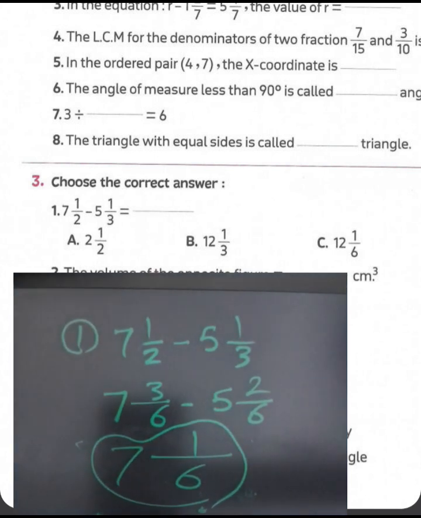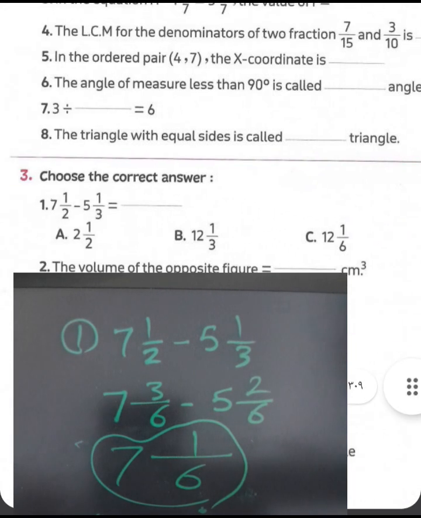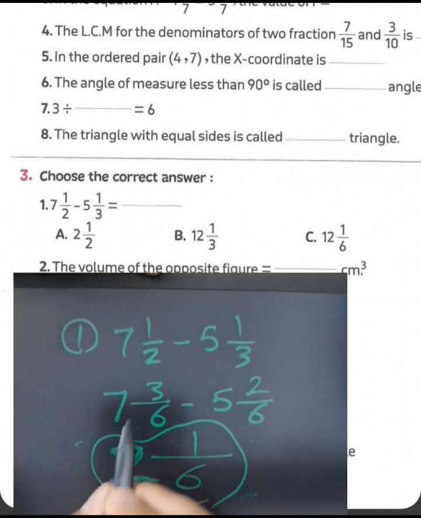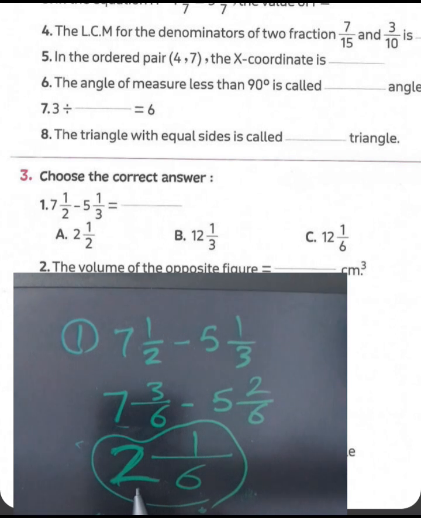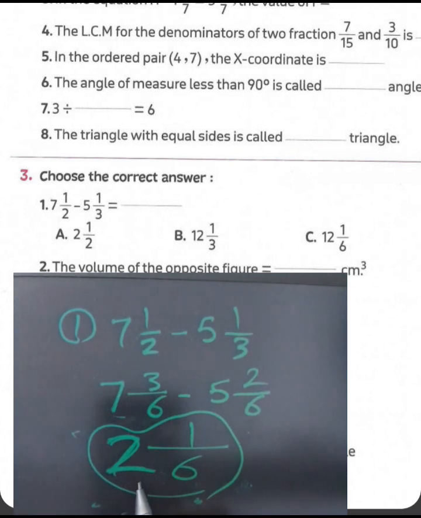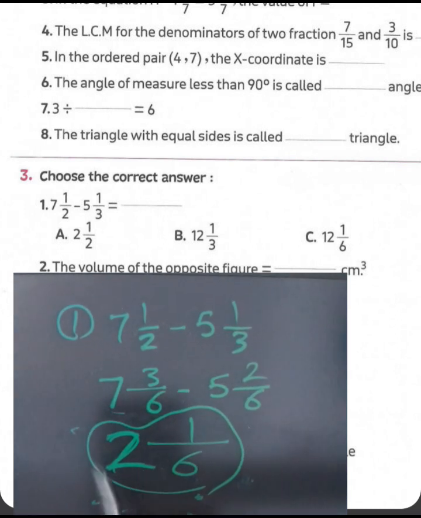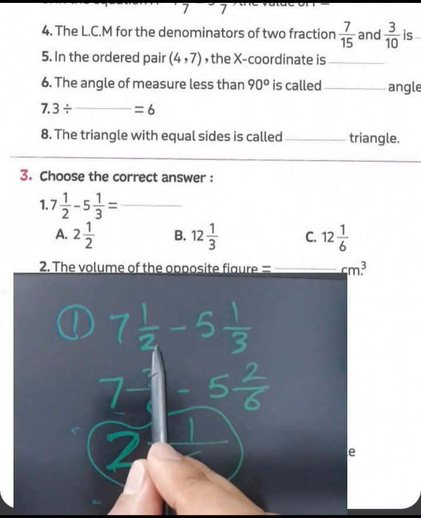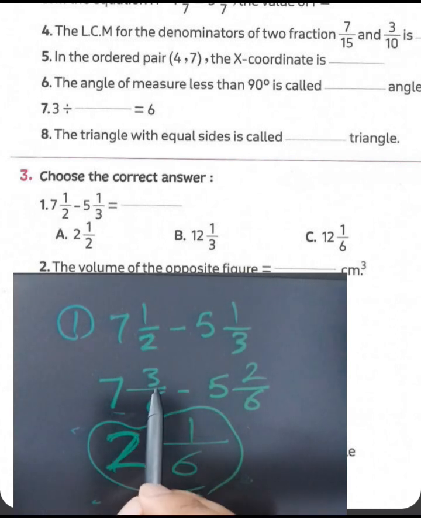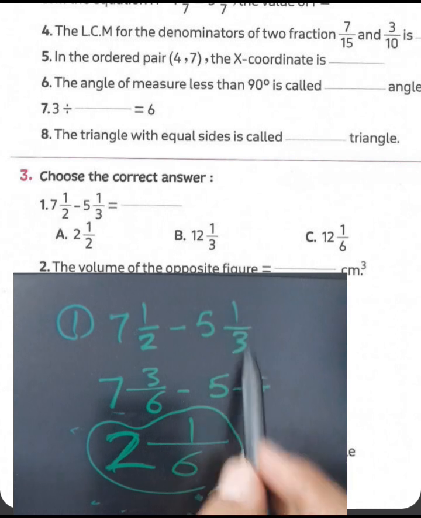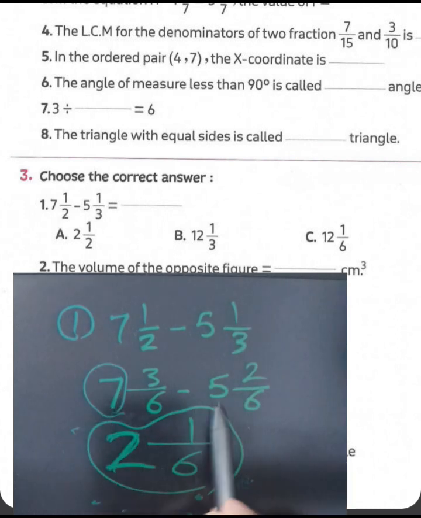Okay, it's the result, 7 and 1 over 6. But 7 minus 5 equals 2, sorry, 7 minus 5 equals 2, the result will be 2 and 1 over 6. Choose letter C again. 2 times 3 equals 6, 1 times 3 equals 3, 2 times 3 equals 6, 1 times 2 equals 2, 7 minus 5 equals 2, and 3 minus 2 equals 1, write 6 in the denominator.